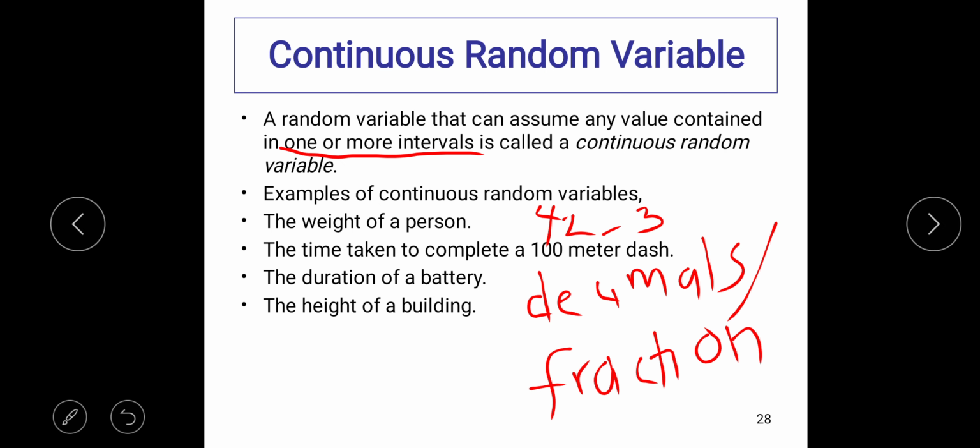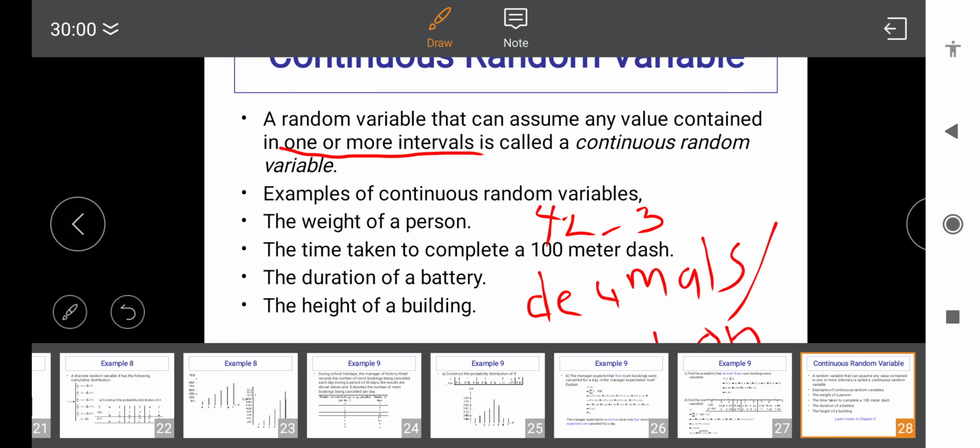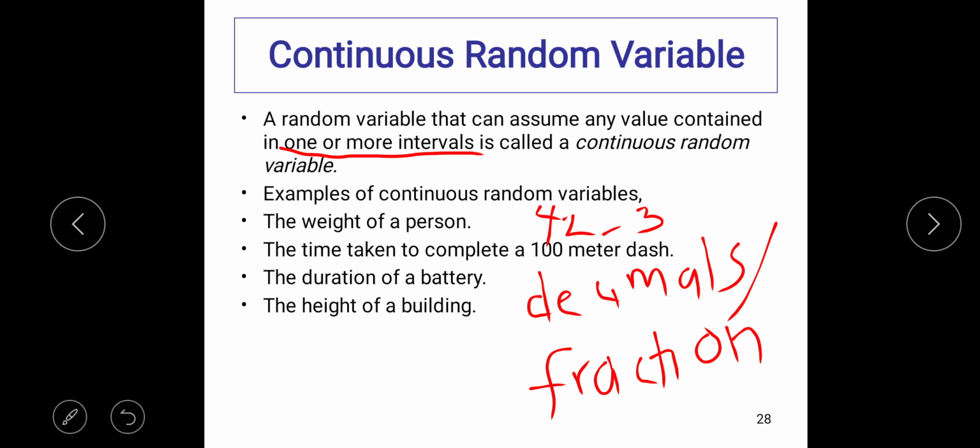Okay, please bear with the bad handwriting. Alright, so we're going to look at continuous random variables more in our chapter 5.